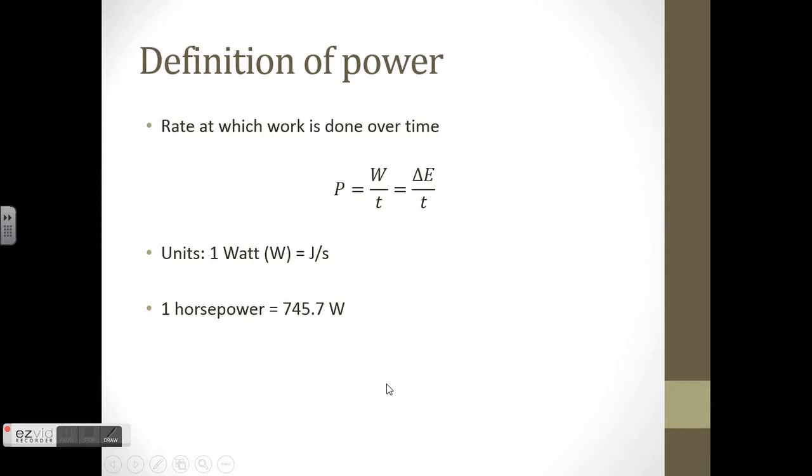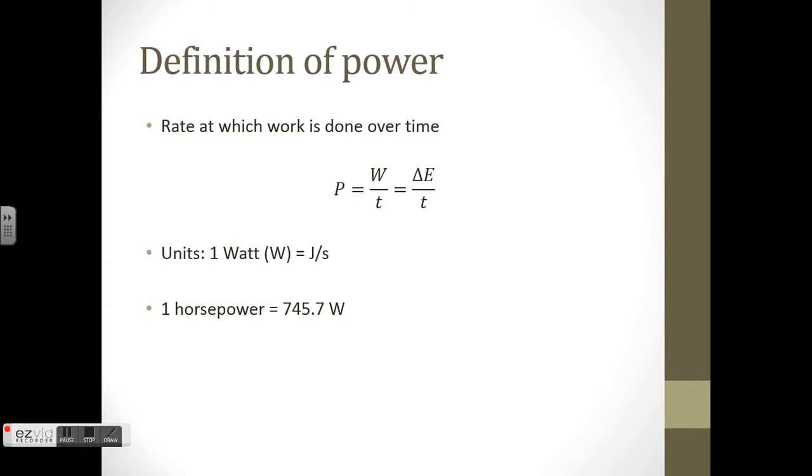All right, so in this lesson, we're going to look at the concept of power and define what power means and how power can be used in the context of a problem. The definition of power is the rate at which work is done over time. A lot of times when we talk about power, we're talking about the rate at which energy is being absorbed or given off by a system over a unit of time.